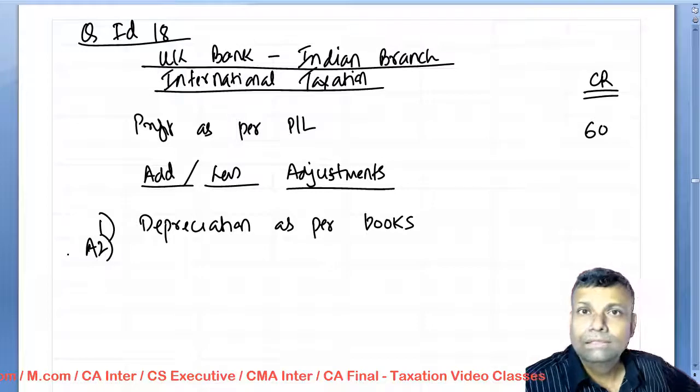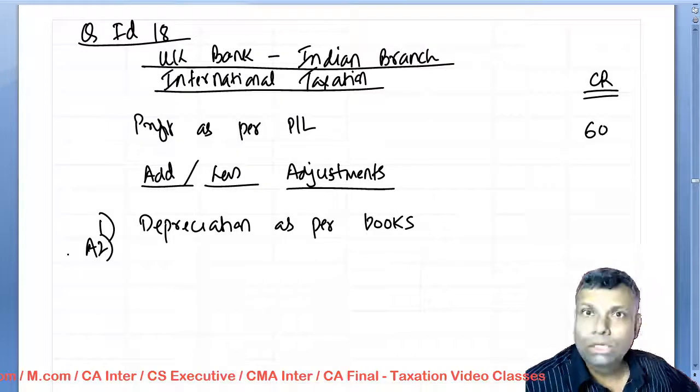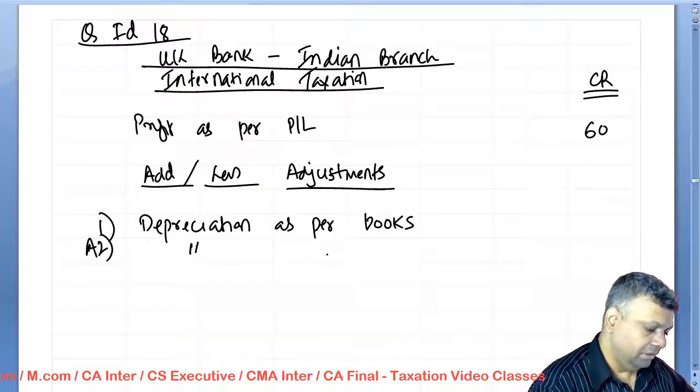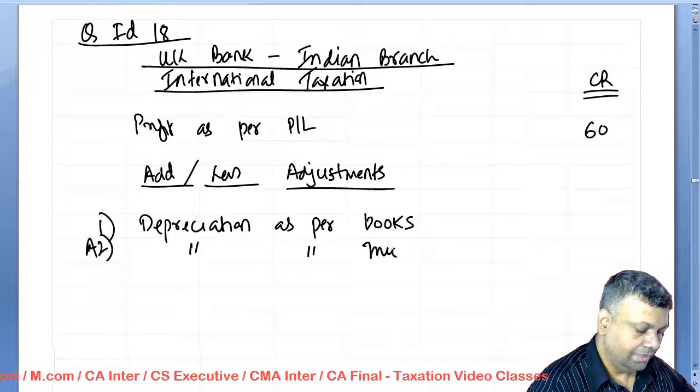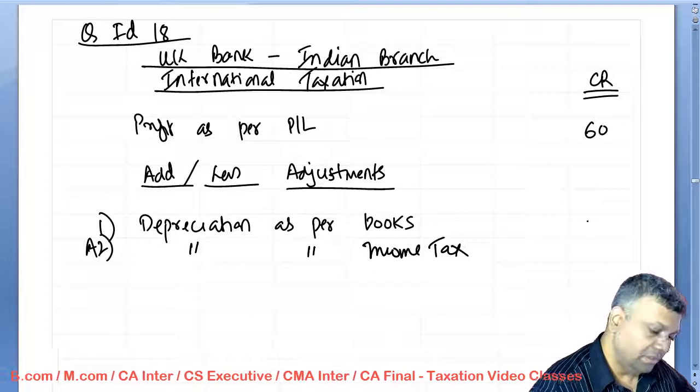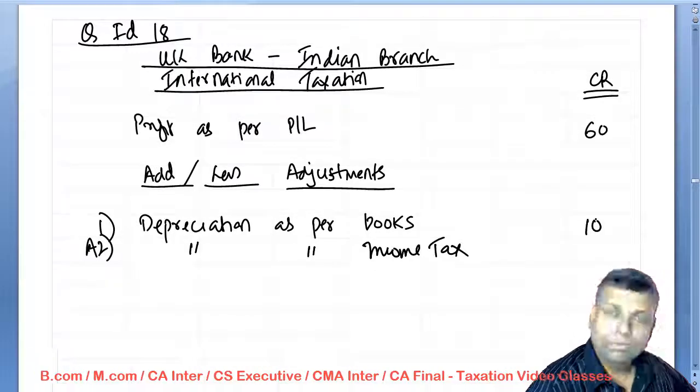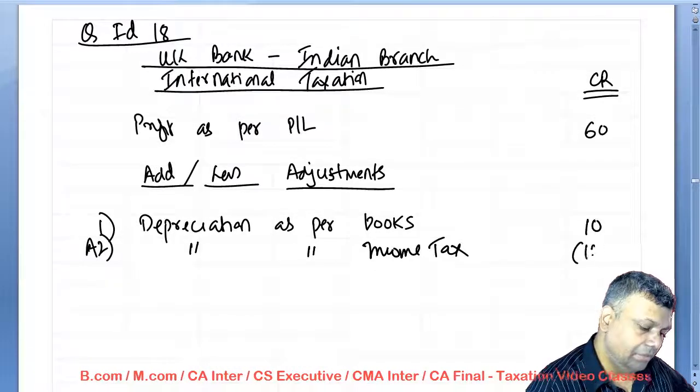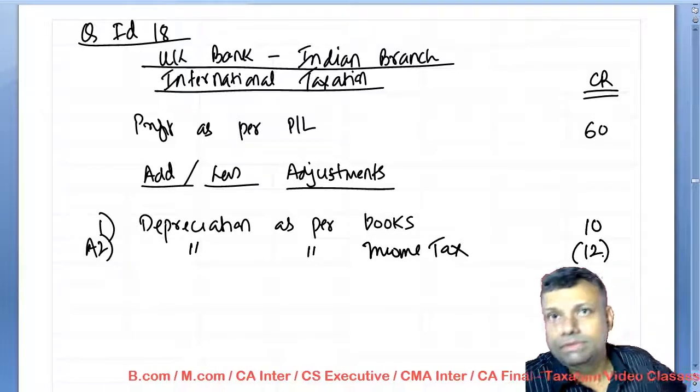And that extra point which I call A2, and depreciation as per income tax. So book depreciation was 10, so that will be added to the profit, and income tax depreciation will be deducted from the profits.